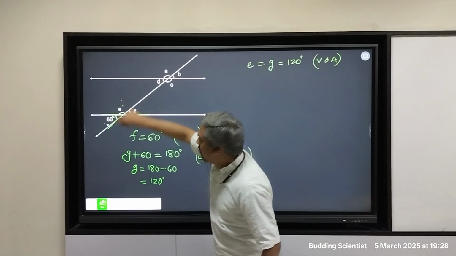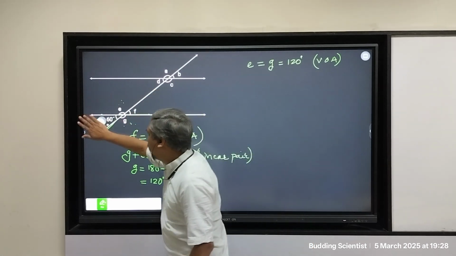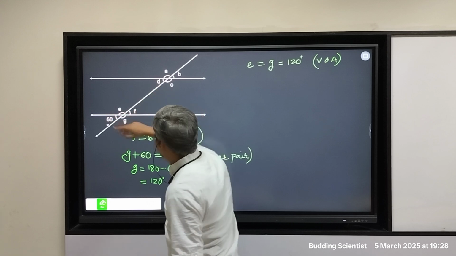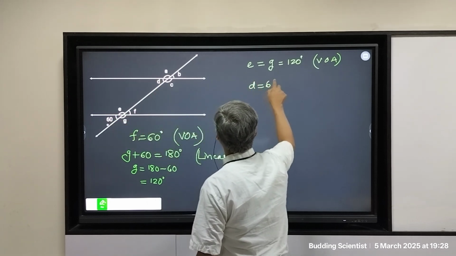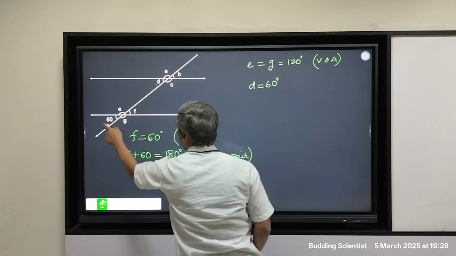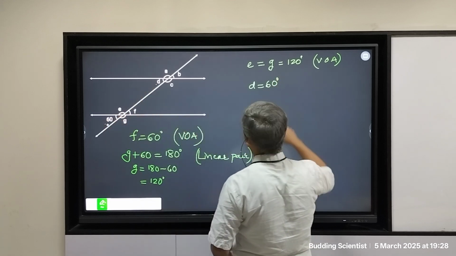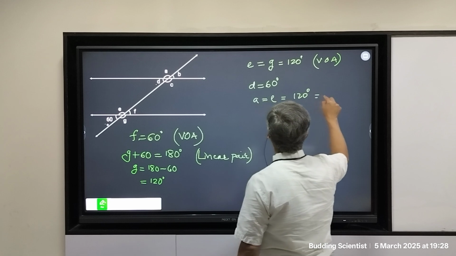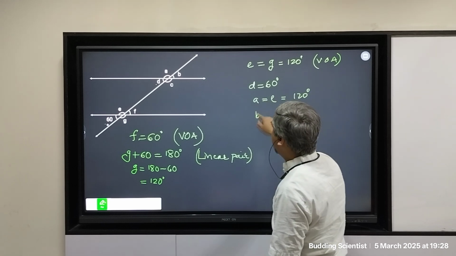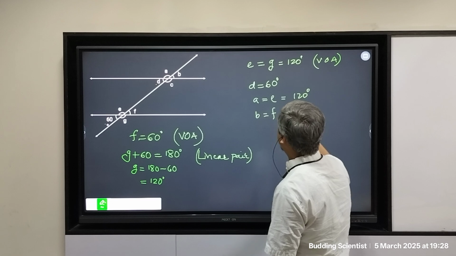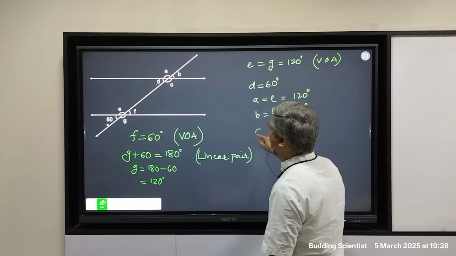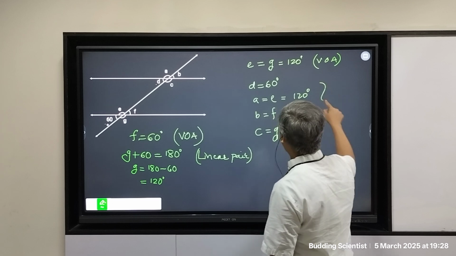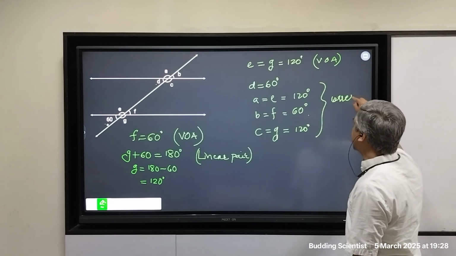VOA. Now we got the values for E, F, G. Now we'll write D is equal to 60 degrees because these two are corresponding angles. Then A is equal to E is equal to 120 degrees because they are corresponding angles. B is equal to F is equal to 60 degrees, corresponding angles, and C is equal to G is equal to 120 degrees because they are corresponding angles.